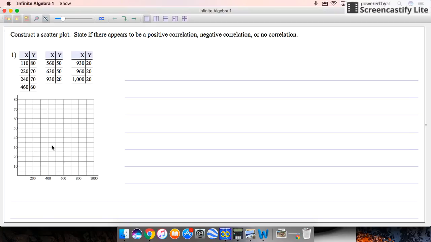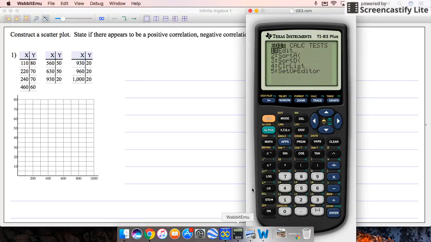And based off of your quizzes from last Friday, I know that most of you know how to construct a scatter plot, if not all of you. So you're going to go 110 up to 80. And if you create your scatter plot perfectly, it should look something like this, right? Okay.